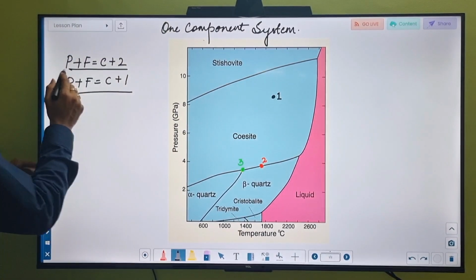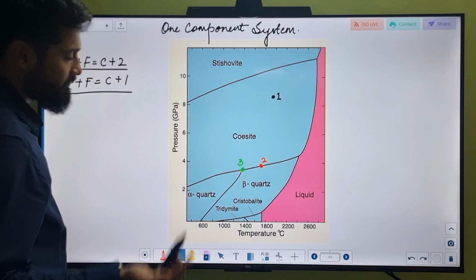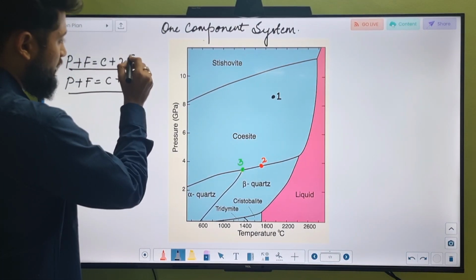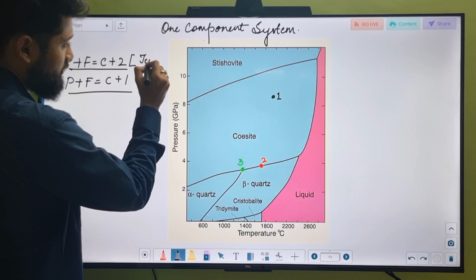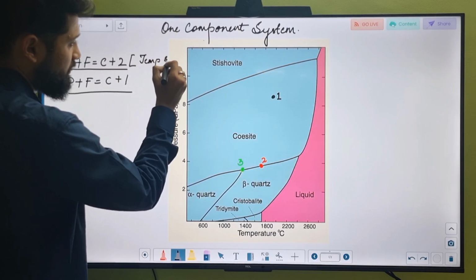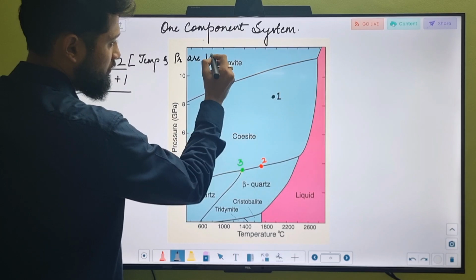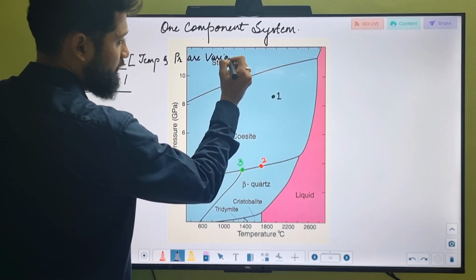Okay, one thing we'll revise. P plus F is equal to C plus 2 is the condition where both temperature and pressure are variable.